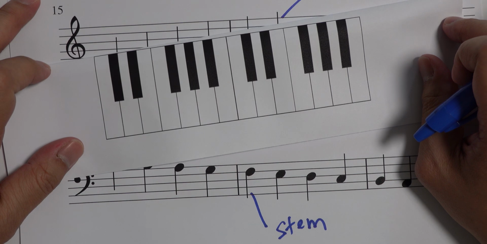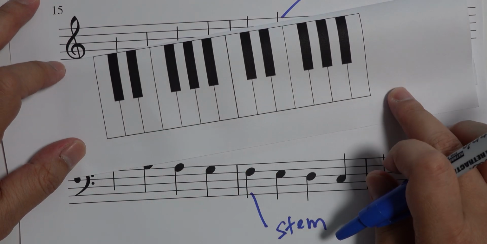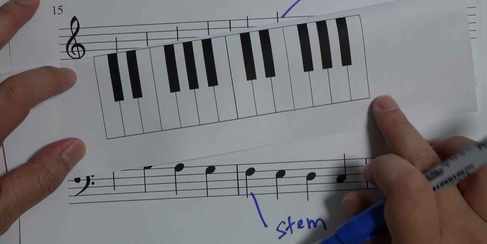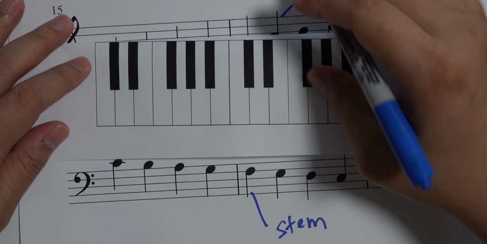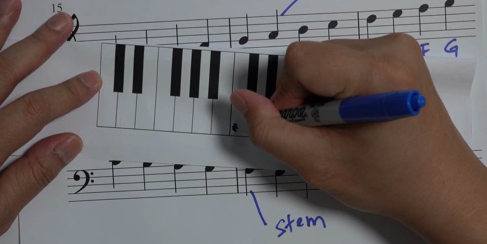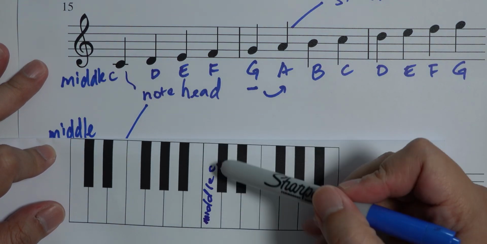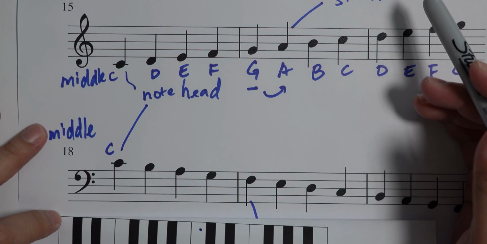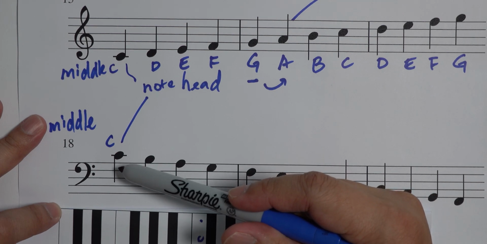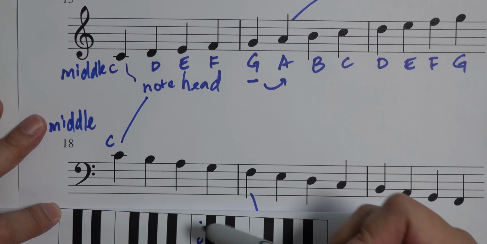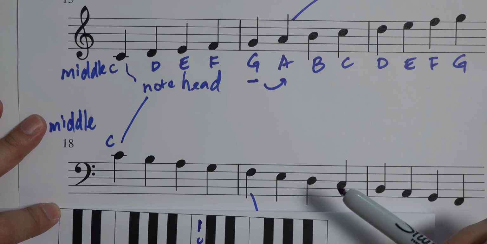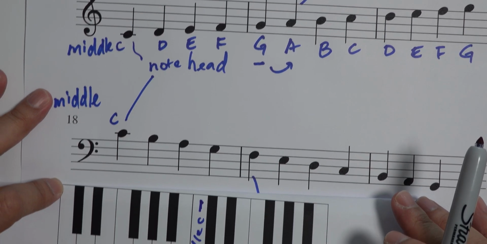Let me illustrate this with a diagram of the keys on a piano. Let's assume that this is middle C. So therefore, this note here is over here, and on the bass clef, this note is the exact same note and the exact same key on the piano.